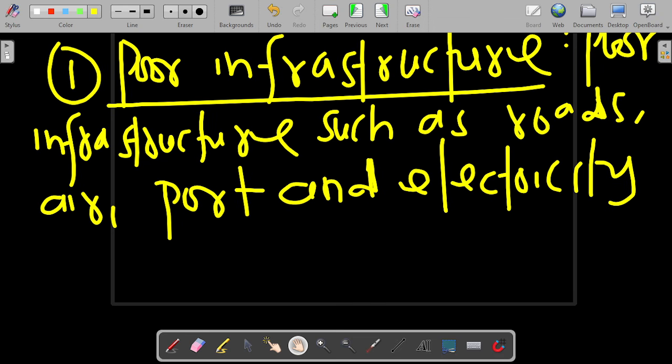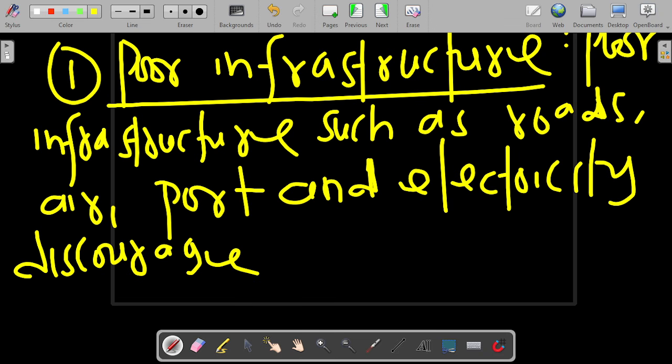Encourage, or they are poor, discourage tourism.